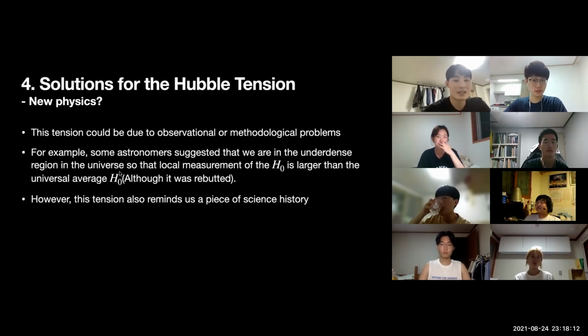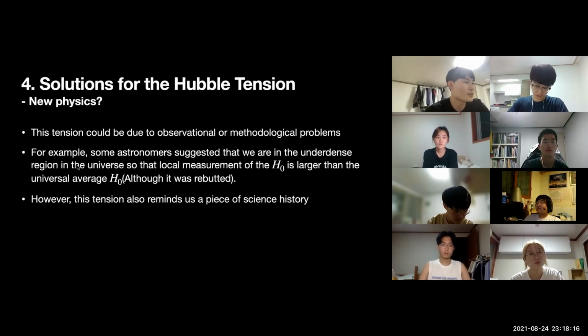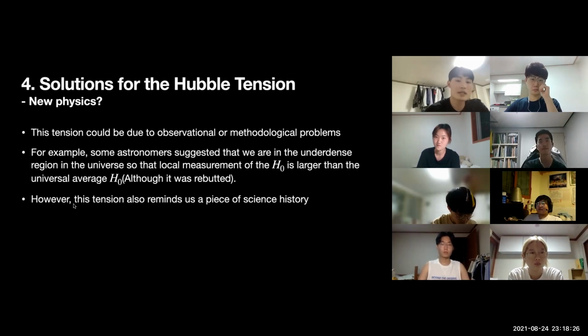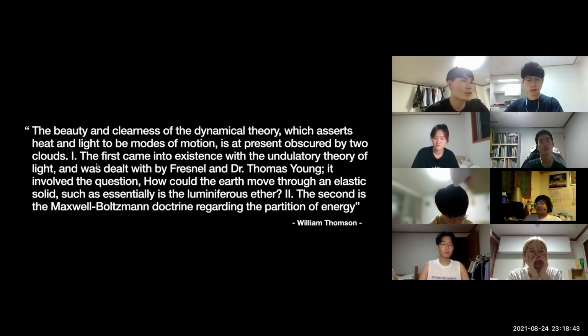Unfortunately, this claim was refuted because it was found that the underdensity of our location is not low enough to explain the Hubble tension. But an explanation like this might solve the Hubble tension. This tension also reminds us of a piece of science history.